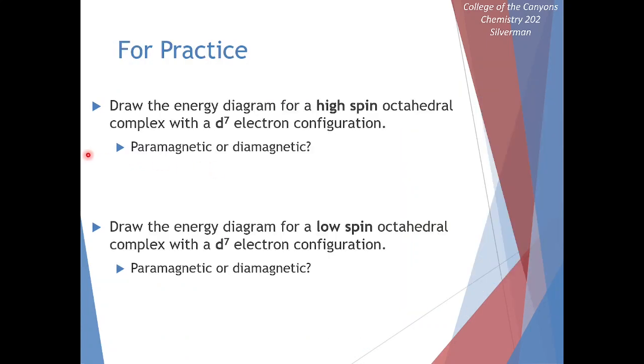We have some practice problems. Can we draw the energy diagram for a high spin octahedral complex with a d7 electron configuration? Is this paramagnetic? Is this diamagnetic? Let's pause and see if we can get it.